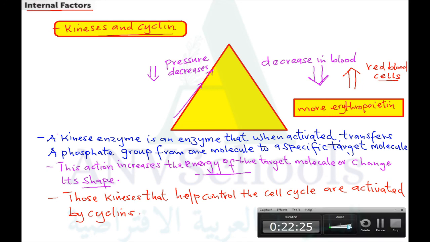So we'll stop here. Next, we will be looking at the effect of activation of these kinases.